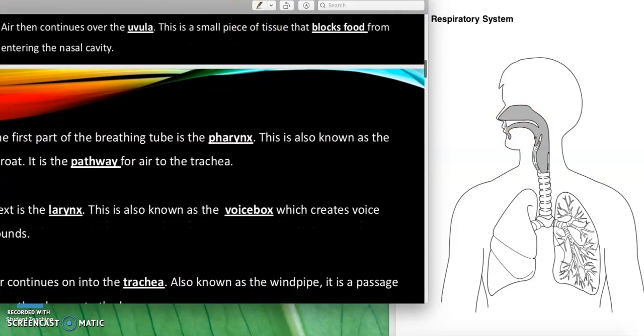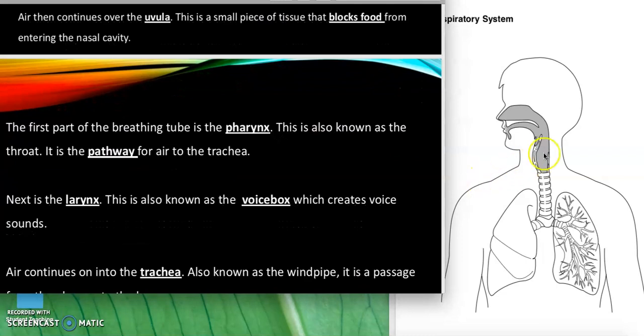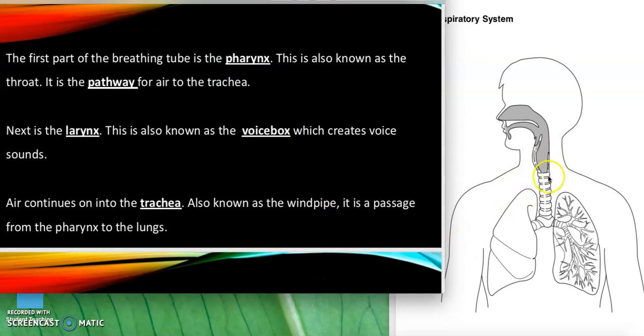So moving on from that, the first part of the breathing tube is called the pharynx. This is also known as the throat, and it's the pathway for air to the trachea. We then move down into the larynx, which is known as the voice box, which creates sound. Air continues on into the trachea, which is also known as the windpipe. So we have the pharynx, the larynx, and the trachea.